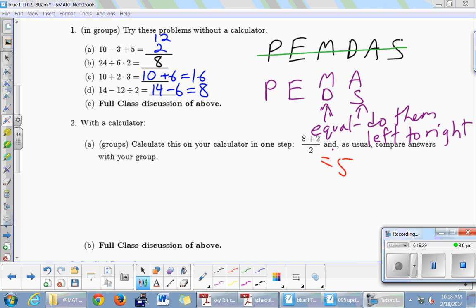All right, let's take a look here. If you just type this thing into the calculator as we read it, 8 plus 2 divided by 2, what do we get? 9, which is not the right answer. What is the calculator doing? We typed it in just as it sits. Why is the calculator saying 9 for this?